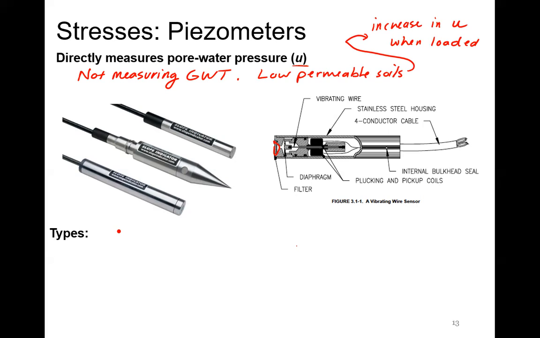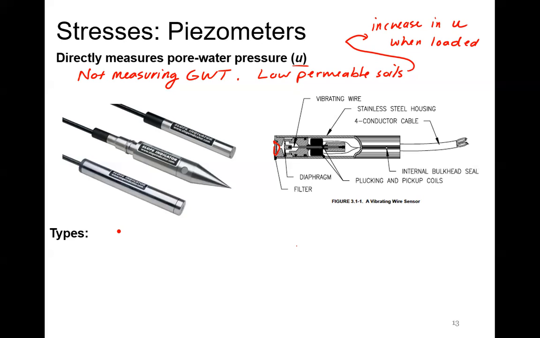So although over time, if we keep these sensors in the ground long enough, it should equal out to our groundwater table. We should be able to use these to find the groundwater table. But if we install these in situ, meaning they're surrounded by soil, and we increase the stress in that soil, what we'll see is an increase in pore water pressure that is not representative of the groundwater table.